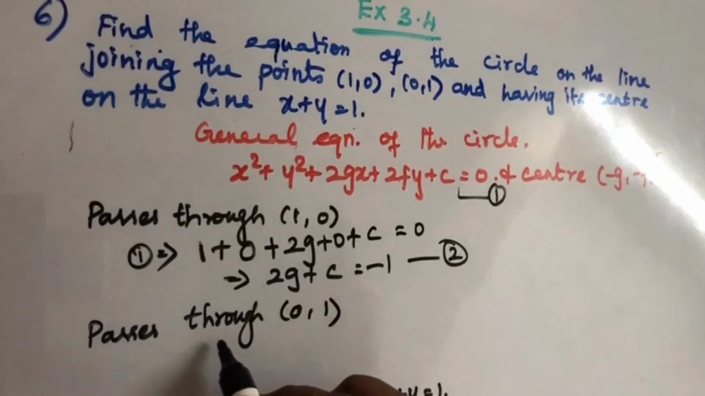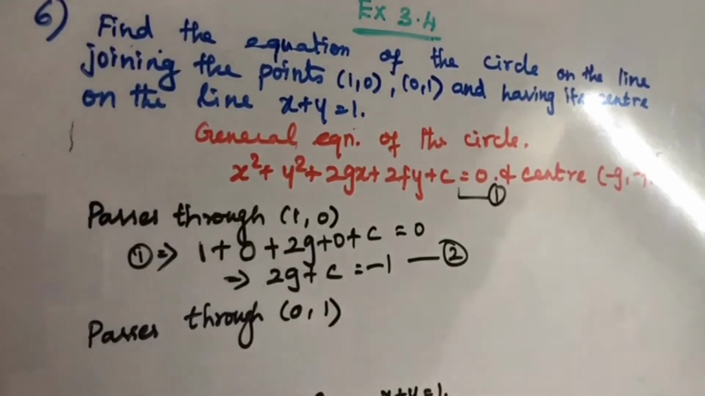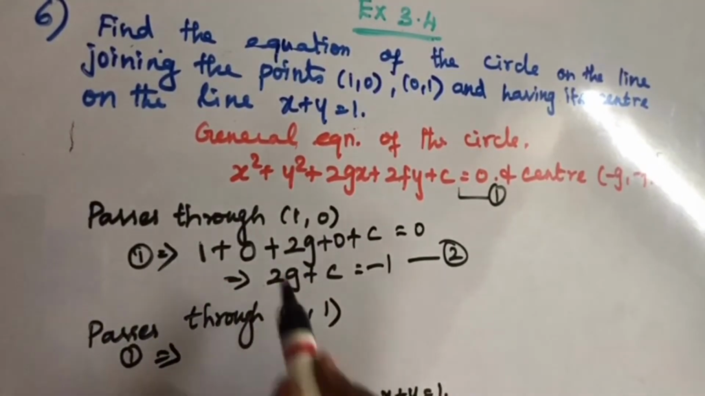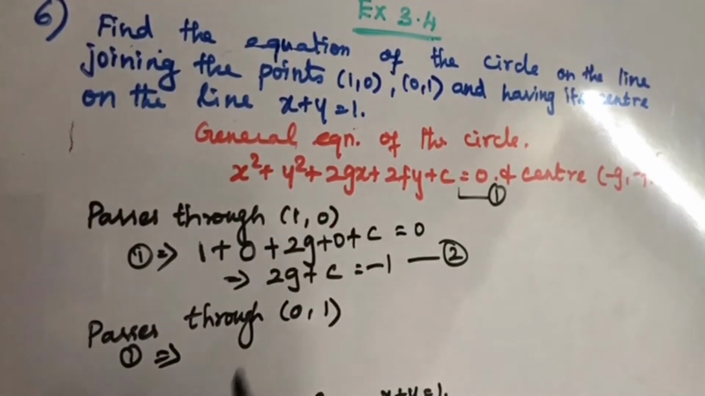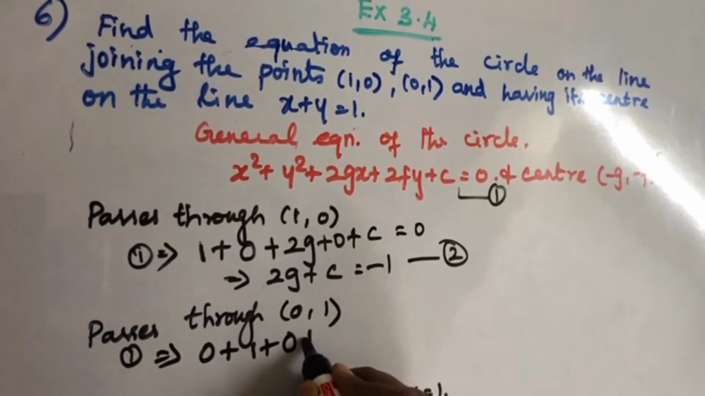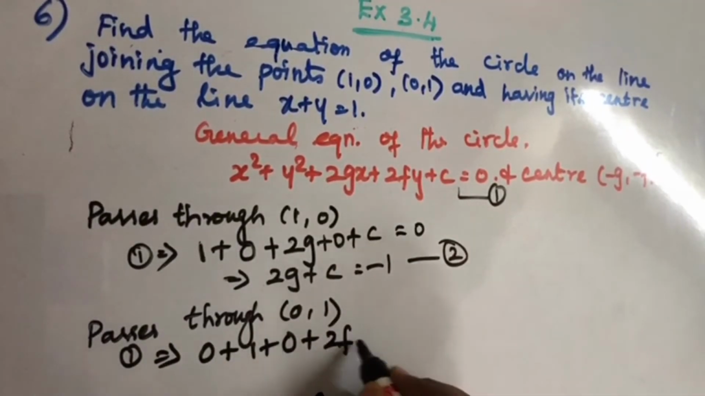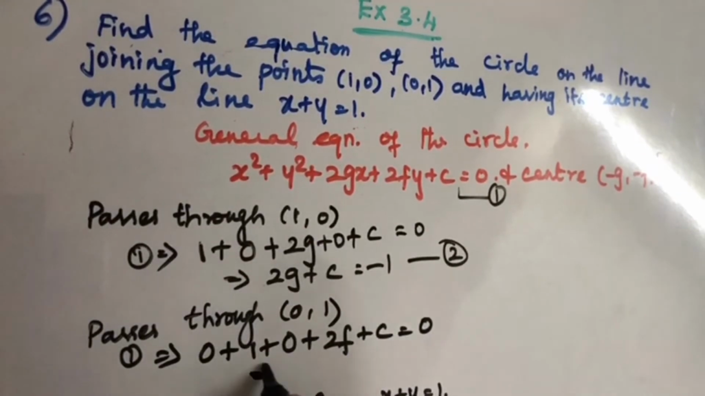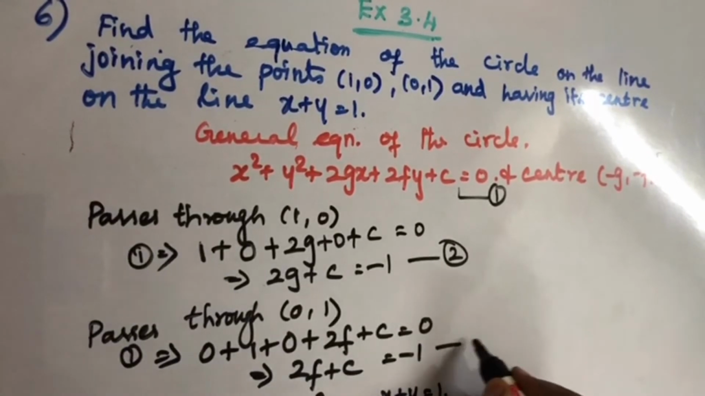Now, it passes through another point, and it is (0, 1). Now, I have to substitute 0 for x and 1 for y. So it implies 0 plus y square, which is 1, plus 2g into 0, so 0, plus 2f into y. So it is 1 plus 2f plus c is equal to 0. This equation becomes 2f plus c is equal to minus 1, and it is our equation 3.